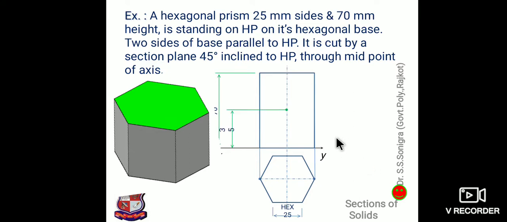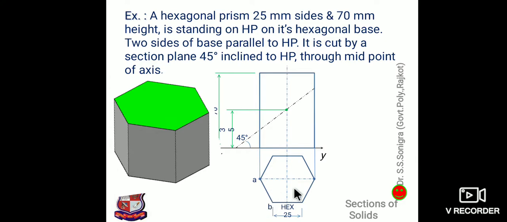Now see here, it is cut by a section plane inclined 45 degrees to the HP through the midpoint of the axis. So find the midpoint of this axis, which is at a distance of 35 mm from the xy line, or 35 mm from this base. So mark a point on this axis at a distance of 35 mm, and from this point draw a line. This is the cutting plane line that makes an angle of 45 degrees with the xy line. This angle is 45 degrees.